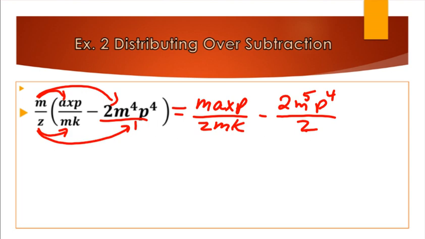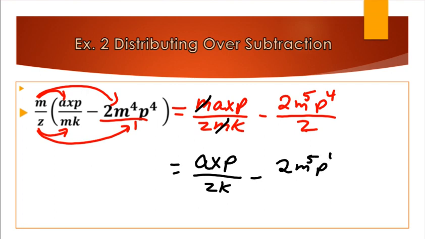And then we have to continue simplifying. We should always check to see if there are any common factors in the numerator and the denominator. And in the first term there is. I can divide an m out of the numerator and the denominator. So those factor each other out. So I'm left with an answer of axp over zk minus 2m to the fifth p to the fourth over z, and then the variables.